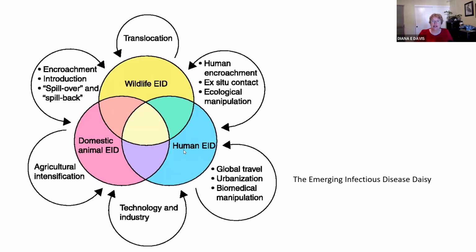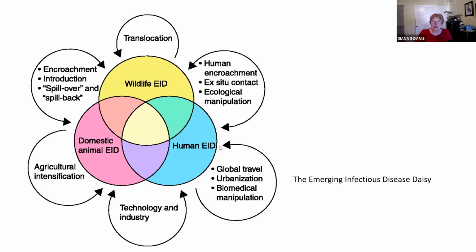Humans can get diseases from wildlife by moving into the wildlife habitat, disturbing the ecosystem, or physical contact with wild animals. Don't pet wild animals, guys. Don't, please. That is a major way that a disease can get into humans.